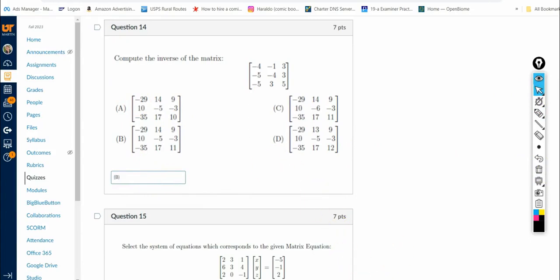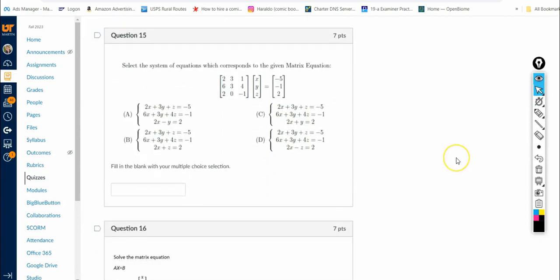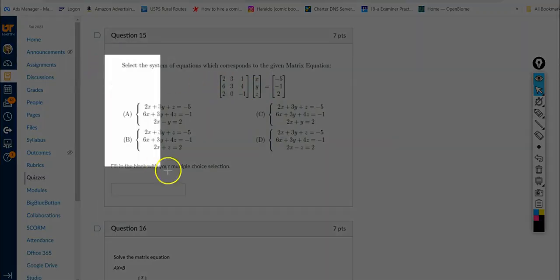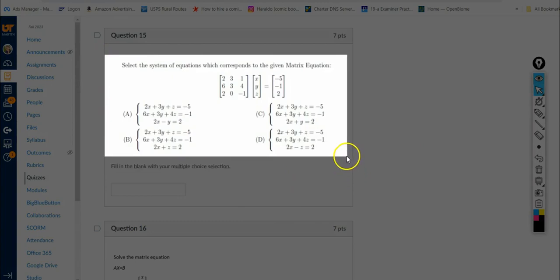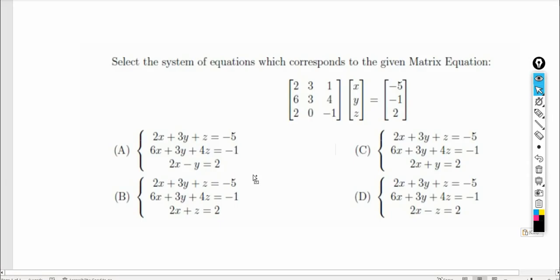Okay. All right, we're quickly getting to the end here. So what we have is I'm going to do this matrix multiplication.